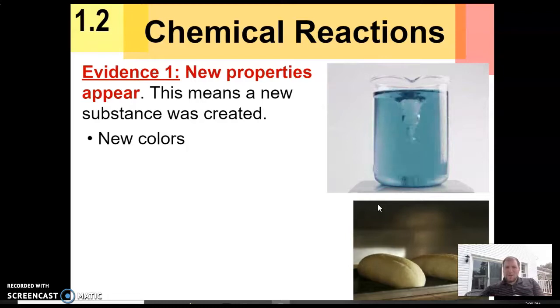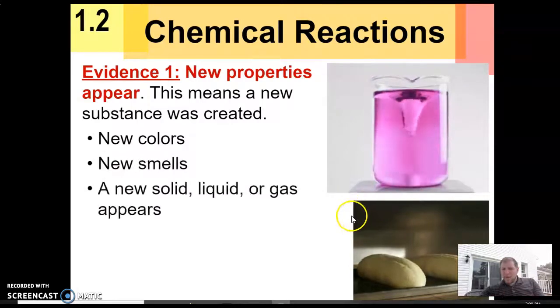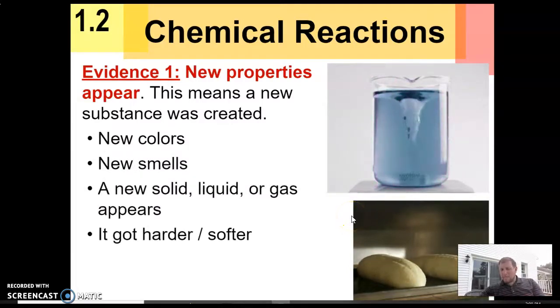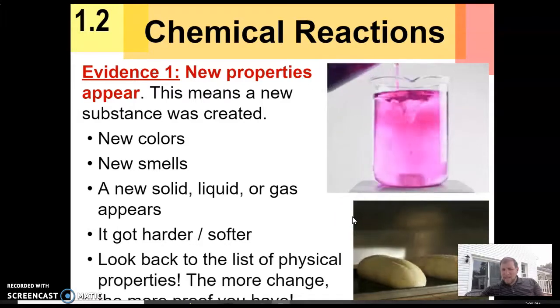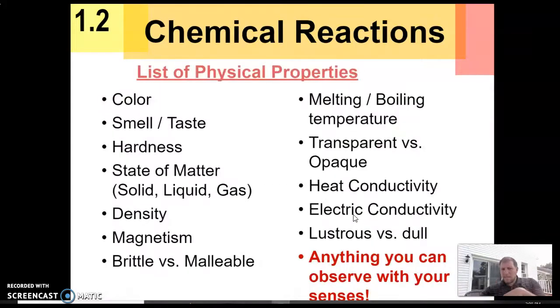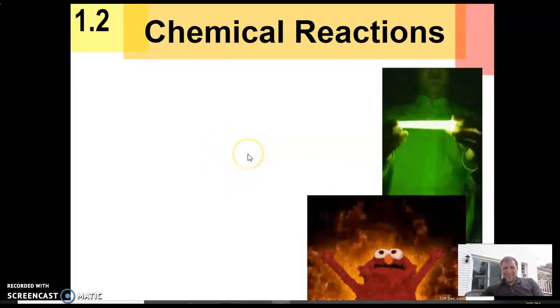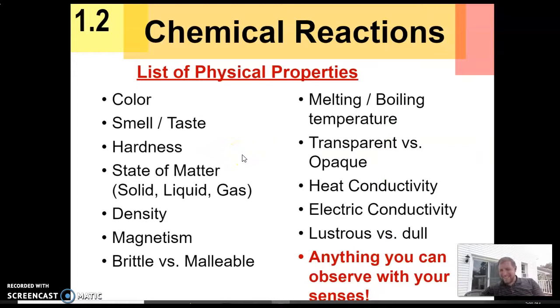So new colors is a big one, new smells, a new solid or liquid or gas appears. Basically, anytime any one of these physical properties of a substance changes, you've probably had a chemical reaction occur. But especially the color and the smell are the big ones. So, yeah, that was a chemical reaction right there, guys.